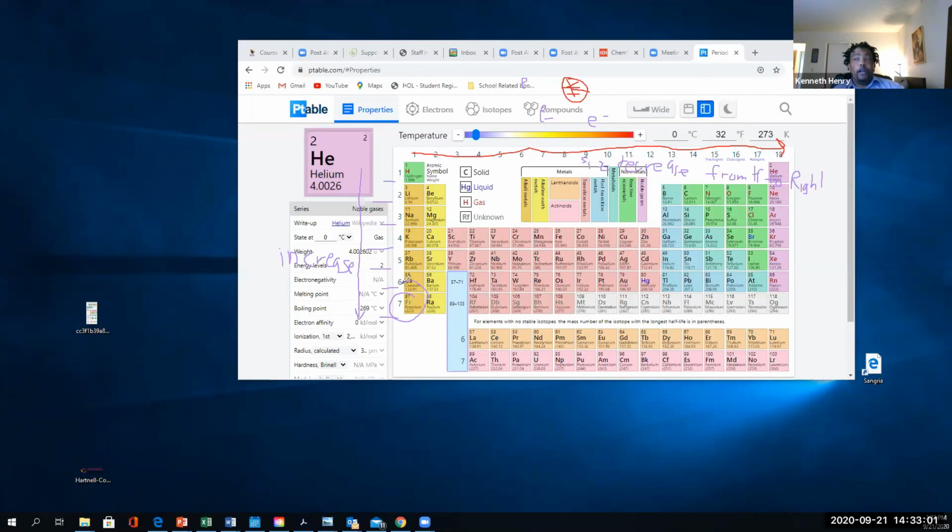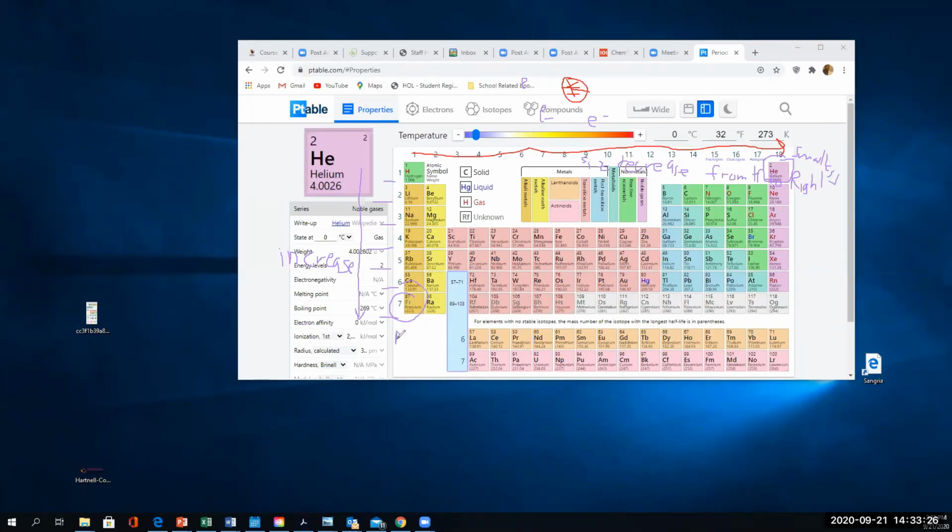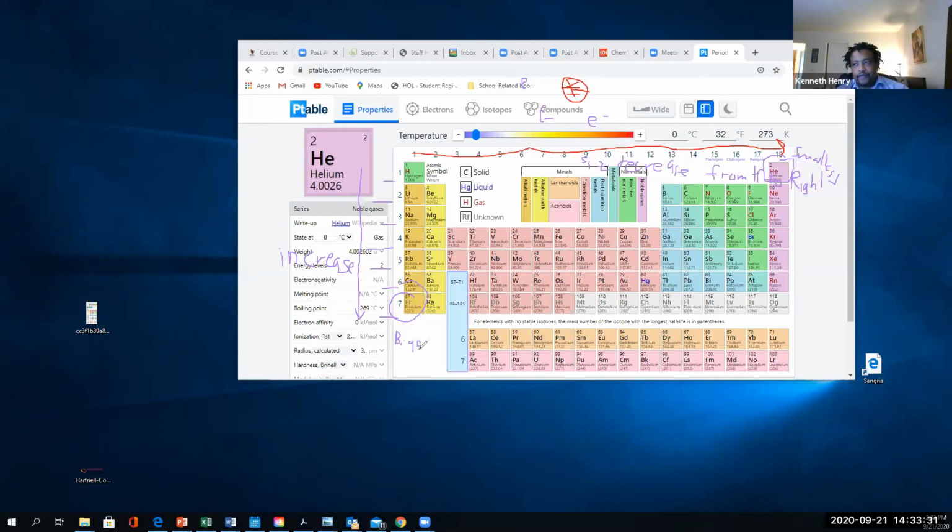So who would be the smallest? Hydrogen? Helium? Helium would be the smallest. Okay, you guys get that? You see that trend? Yes. Okay. So we will stop here and we will pick this back up on Wednesday.